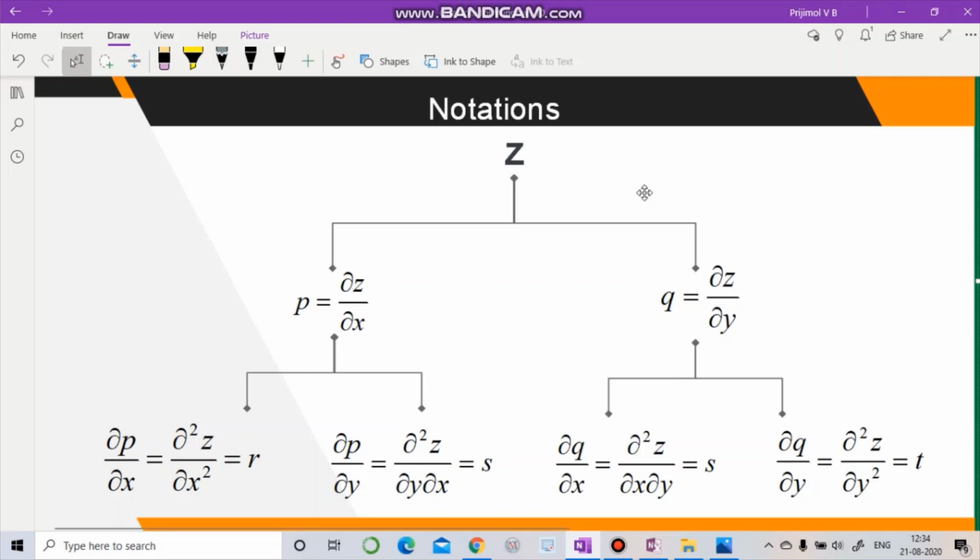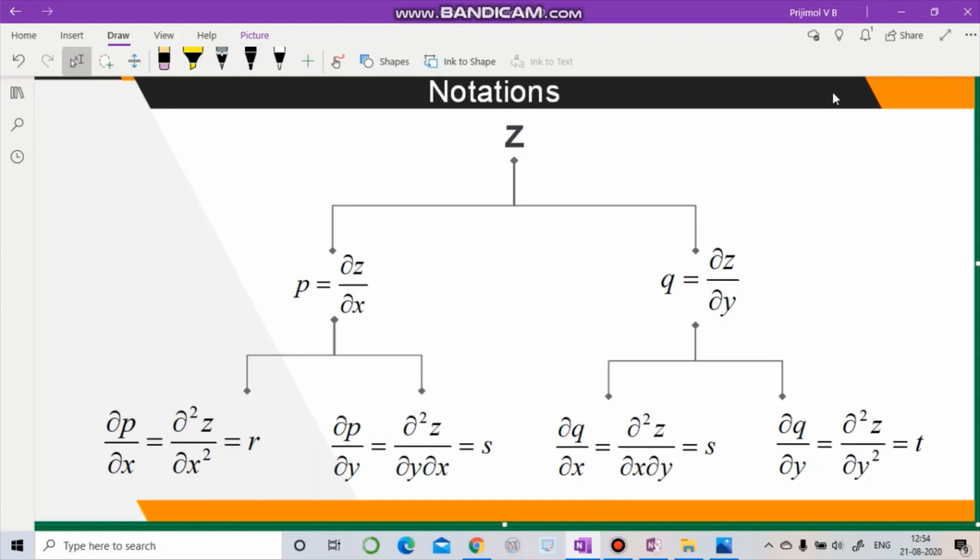When z is differentiated with respect to x, we get p. When z is differentiated with respect to y, we get q. When p is differentiated with respect to x, we get r. P with respect to y, we get s. Q with respect to y, we get t. Q with respect to x, we get s. So, to find s, either we can differentiate p with respect to y or q with respect to x.